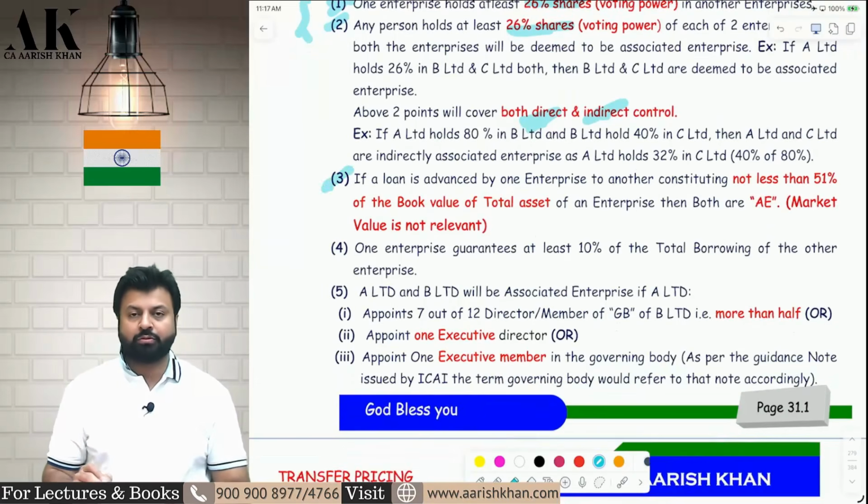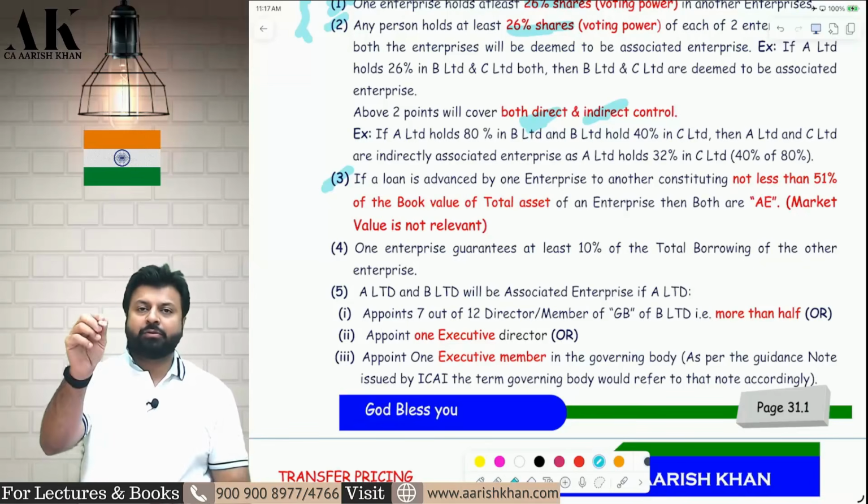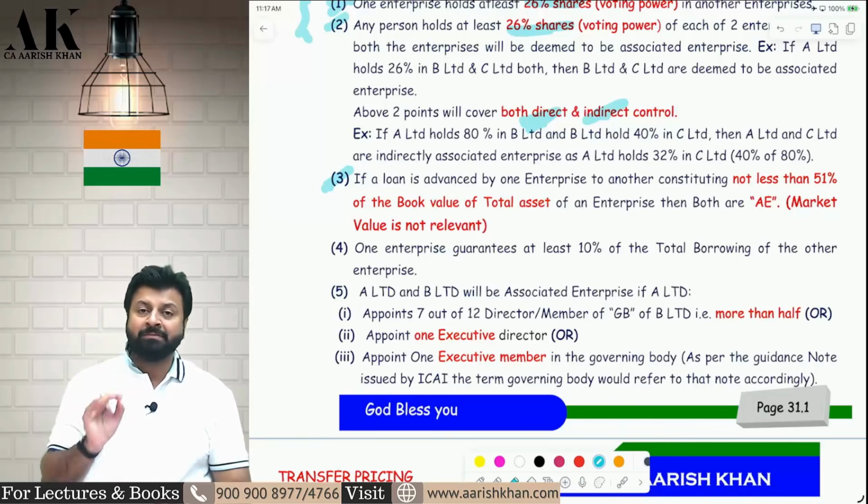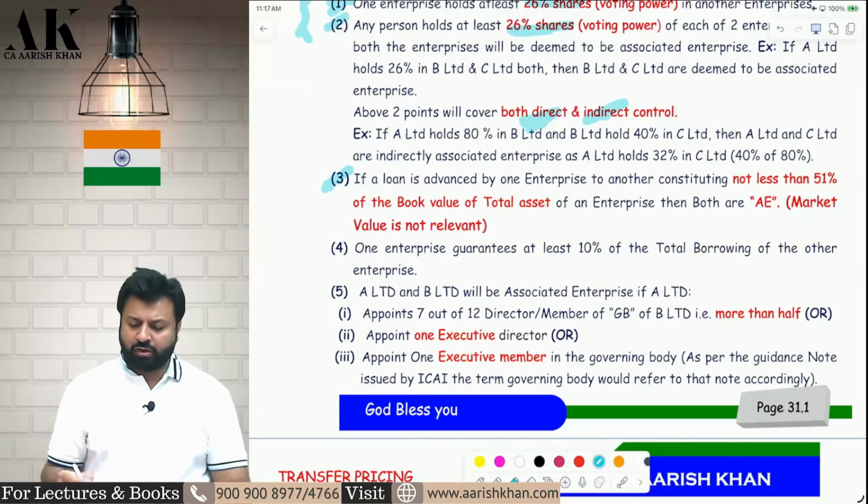Point number 3, let's come to one of the most important points, one of the most commonly asked points. If I finance 51% of the book value of your assets, then we both are associate enterprise. So what I am supposed to take? I am supposed to take your book value of assets and then how much I have given as a loan. If that comes to 51% or more, we both are associate enterprise. Now, fair market value of asset is not important. What is important is book value of asset.